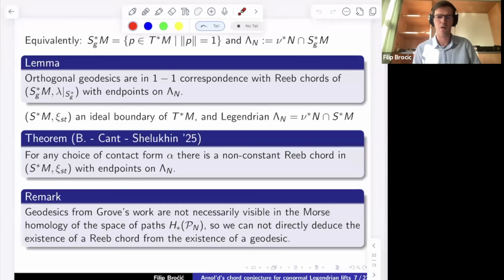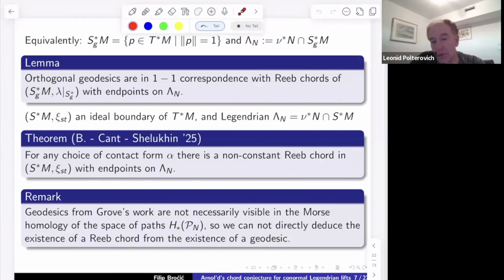And then, along similar lines to the previous comment, Grove's method could not really be adapted. It's not only that one cannot apply gradient trajectories of the gradient of the energy functional to deduce homotopy equivalence, but we can also not deduce it directly from a homological argument, because it's not clear from his argument that the geodesic that he's getting is something non-trivial in the homology of the path space.